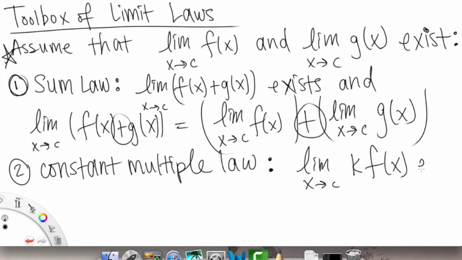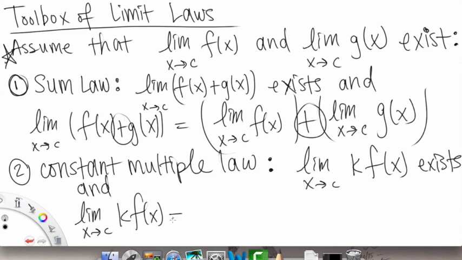Okay, so we're going to say that this exists, and the following: the limit as x approaches c of this thing, k times f of x, is equal to the same thing as if we were to take the limit just of f of x as x approaches c, and then take that whole quantity and multiply it by k at the end. Okay? So that is the constant multiple law. And now moving on. So we have 3 more to go over.